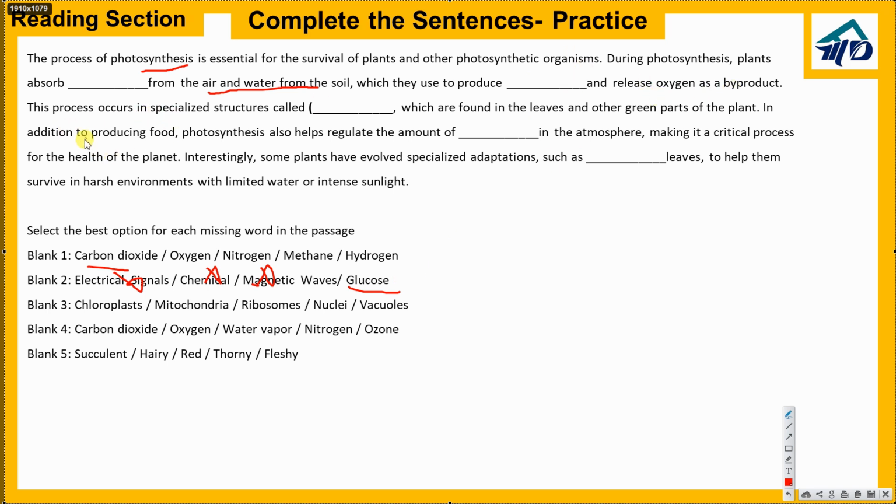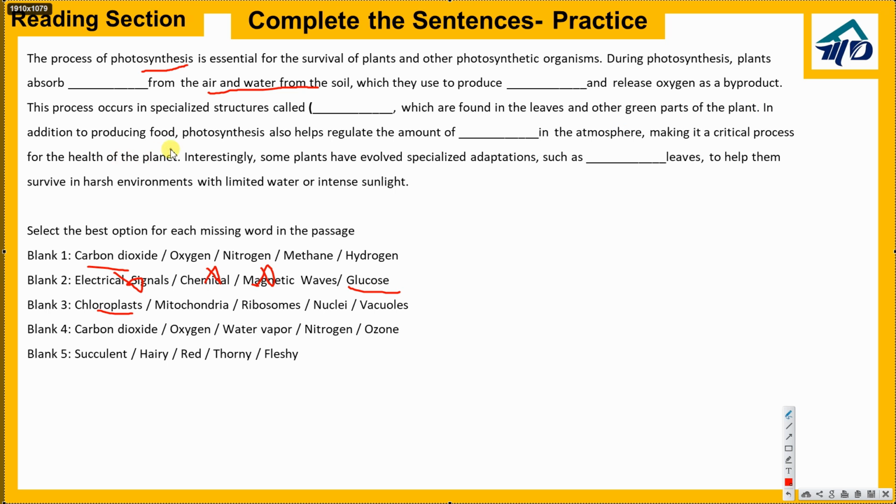This process occurs in specialized structures called what? Chloroplast. Okay, if you don't know photosynthesis, then you may face a problem here also, which are found in the leaves and other green parts of the plant.